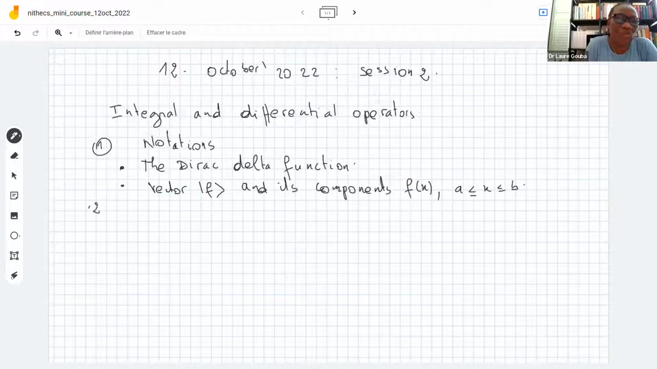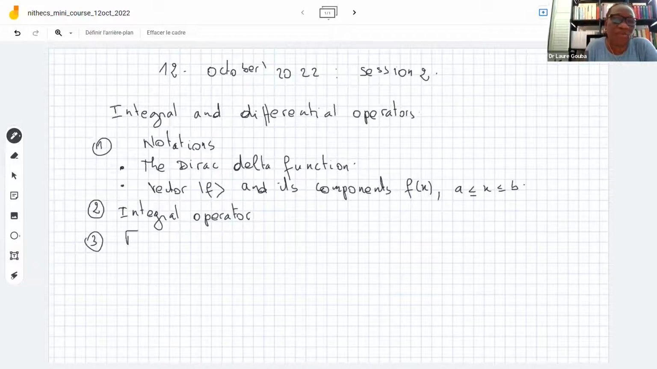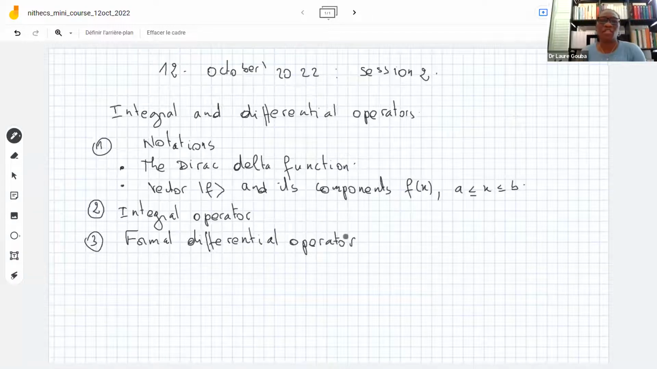Then in a second point, I will talk about integral operators. Then in a third point, I'll say about formal differential operators. So this is what I hope to cover today, and I think I should cover it.